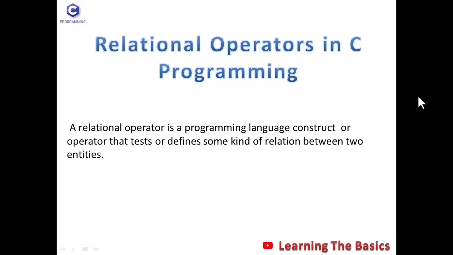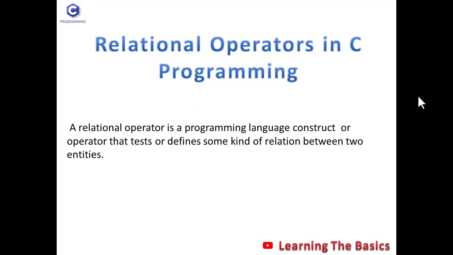What is a relational operator? A relational operator is a programming language construct or operator that tests or defines some kind of relation between two entities. What this is telling us is that we need to have two entities, like two variables. Then this operator, called a relational operator, will check if there is any kind of relationship between this variable and the other variable. Now let's dive into our code and see how it's done.